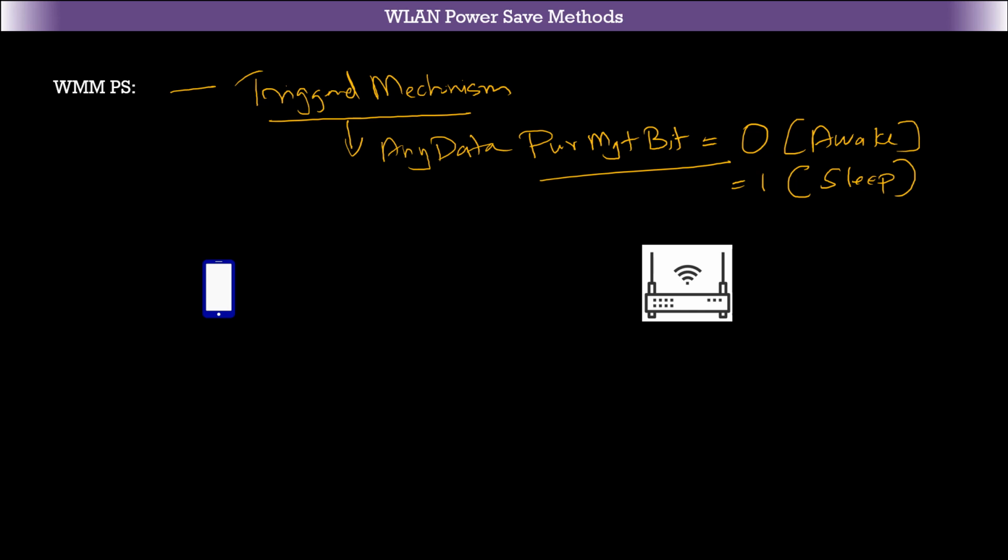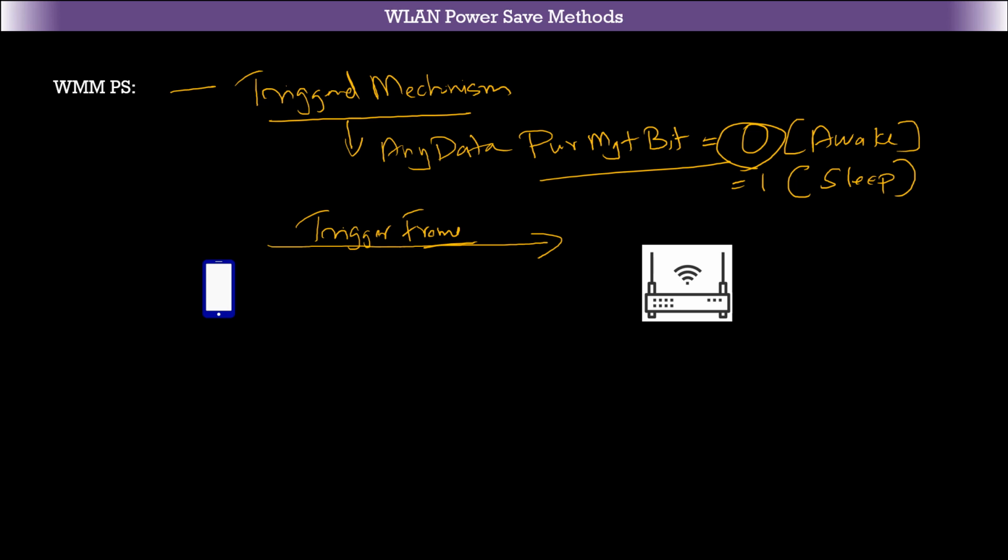So we have gotten rid of the PS poll frame, or a special frame just to fetch the data from the AP, as compared to the previous version of legacy power save. So let's see this in action, right? When the client decides to wake up, it sends a trigger frame to the access point. Let's say this is any data frame with the power management bit set to zero.